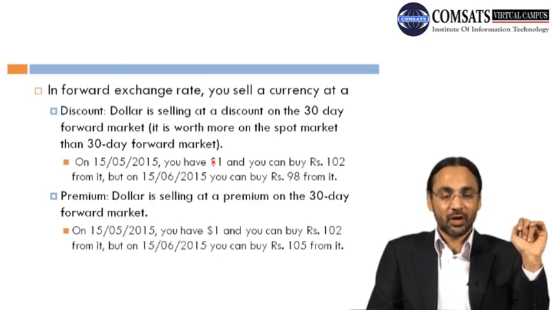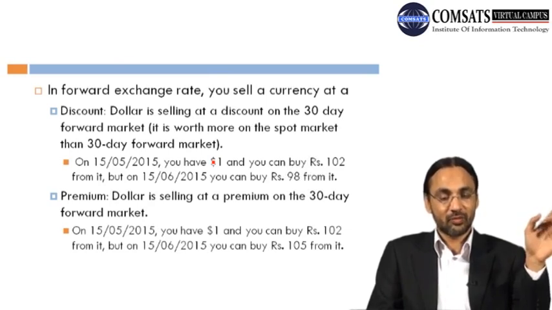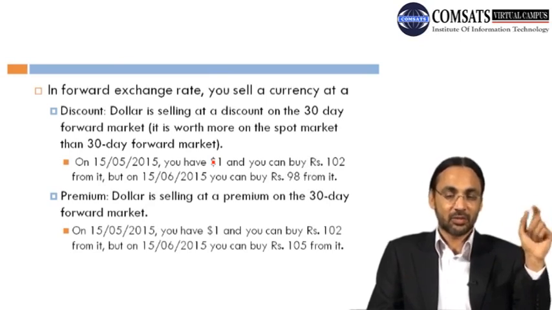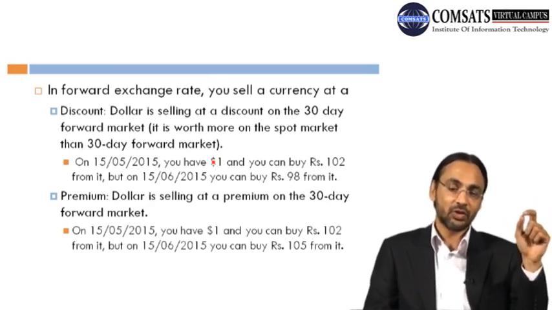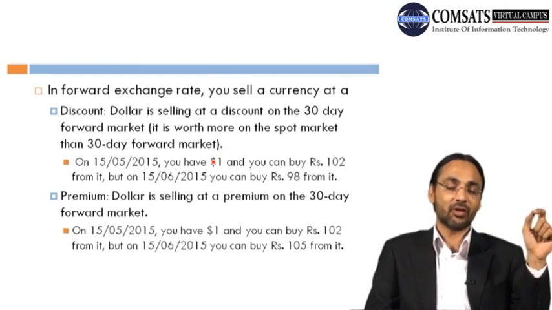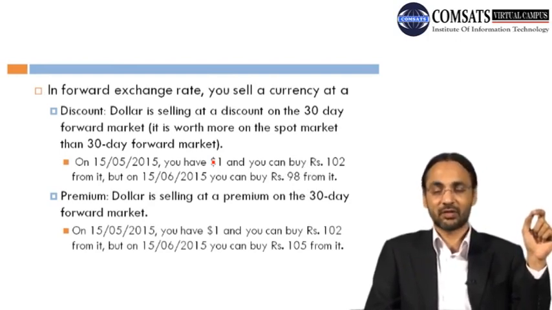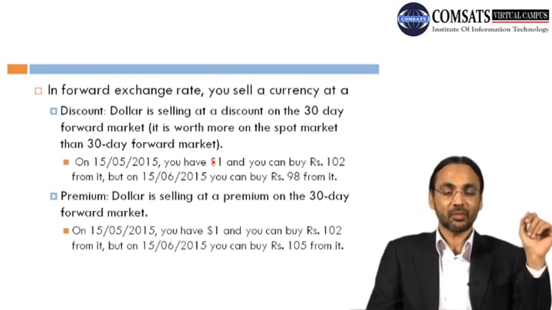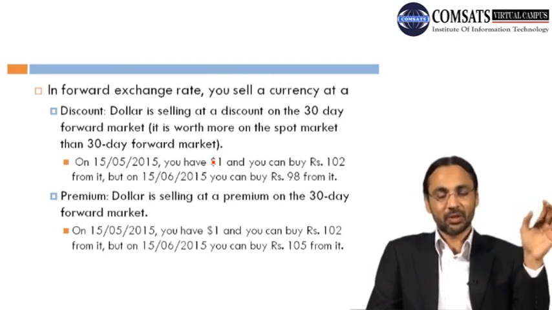Okay, on 15/5/2015, you have $1 and you can buy 102 rupees from it. But on 15th of June 2015, you can buy 98 rupees from it. This is called a discount. In the forward market, you sell a currency at a discount. The next thing is premium.